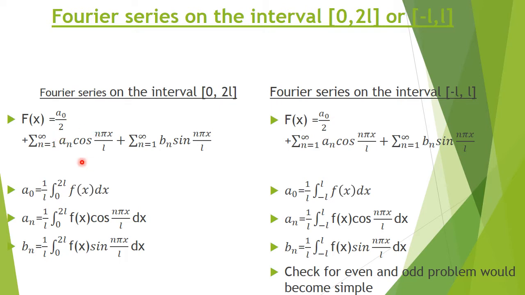Okay. So the formula is f of x equal to a0 upon 2 plus sigma n equal to 1 to infinity an cos n pi x upon L plus sigma n equal to 1 to infinity bn sin n pi x upon L. So if it is a problem of L, you will write sin and cos angle as n pi x by L. The same terms you are going to write them in integration also: cos n pi x by L and sin n pi x by L.